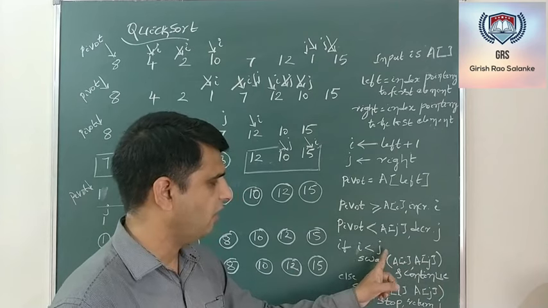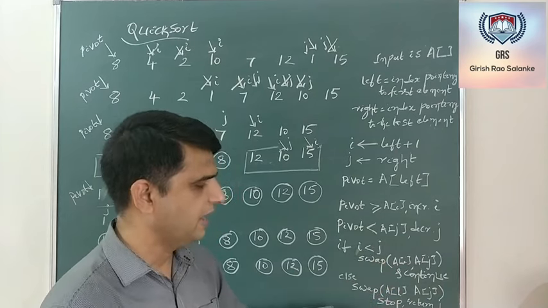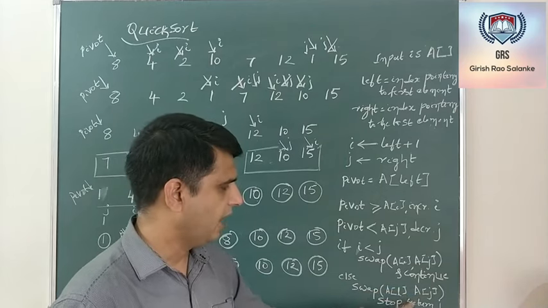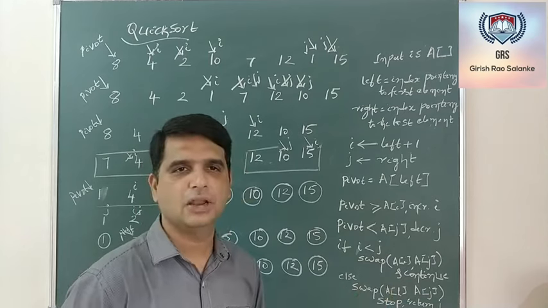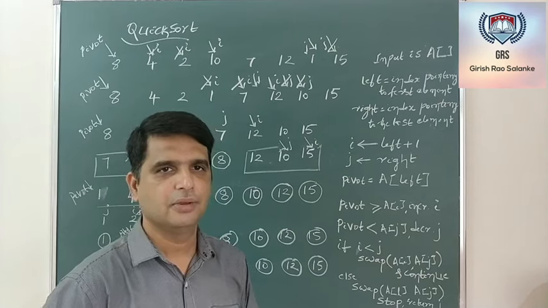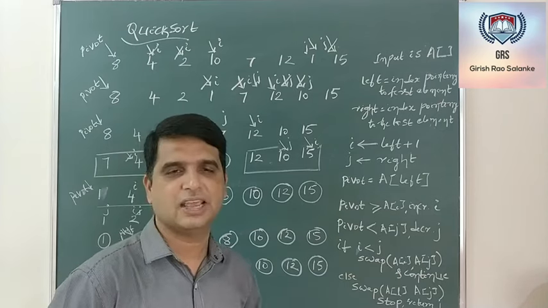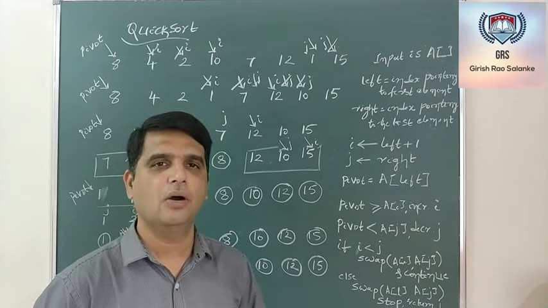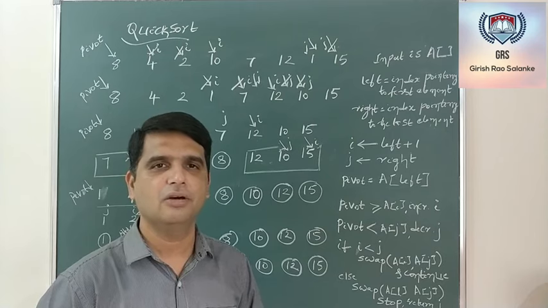If this condition is false, then it implies that we have reached the end of partition. I need to swap the pivot element and E of j and return j as the position of partition. Hope this is clear. We'll see what would be the worst case scenario of doing the partition and what would be the best case scenario of doing a partition in case of quicksort.